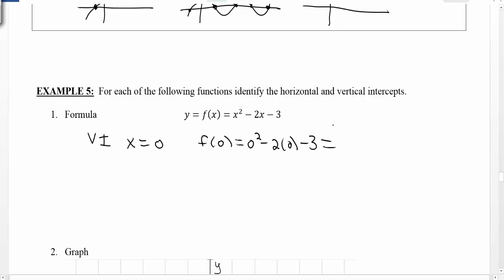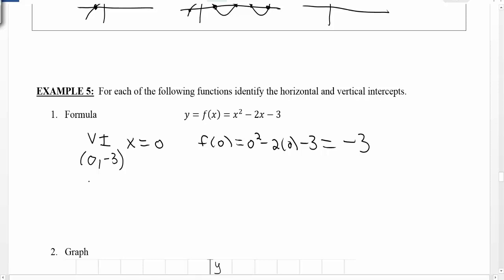So what we're going to do here is we are going to consider what the value of y is, and that will be our vertical intercept. That gives us a value of -3. So our vertical intercept here is the point (0, -3). Now we can look for our horizontal intercept.